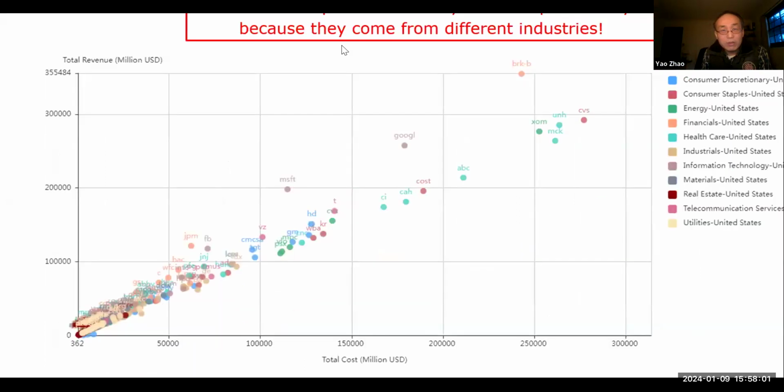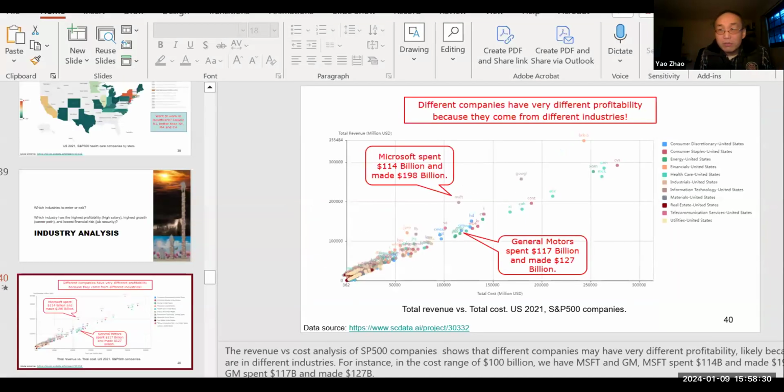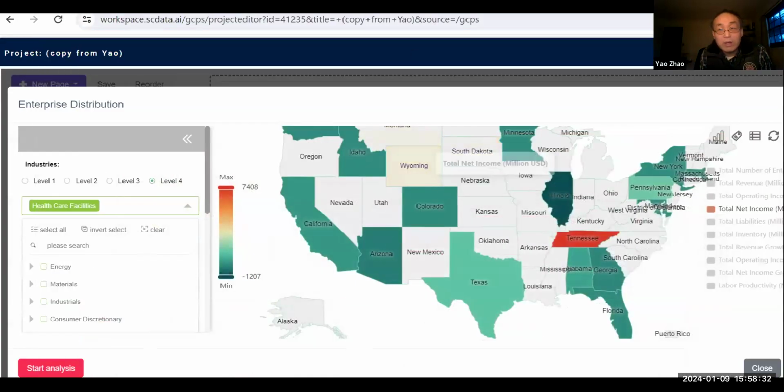This graph, which I call the Galaxy, is where I plot all the S&P 500 companies on the same scatter plot, with the x-axis being the total cost they spend in that year, and the total revenue they make. I want to show you two interesting things. The first is, if you look carefully, in the range of about $100 billion cost, I think it's better to show you just using the interactive graph.